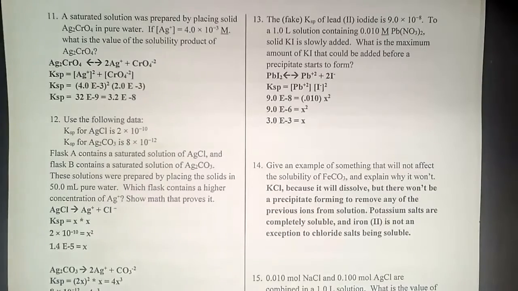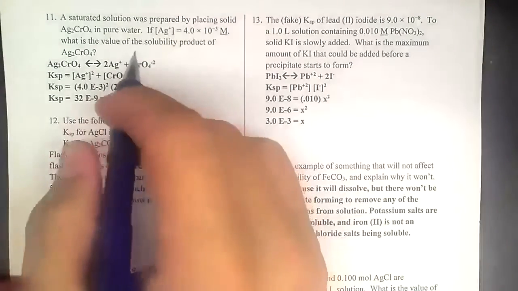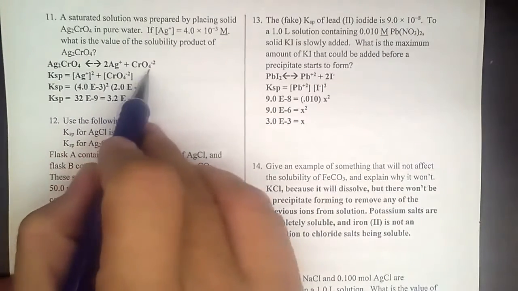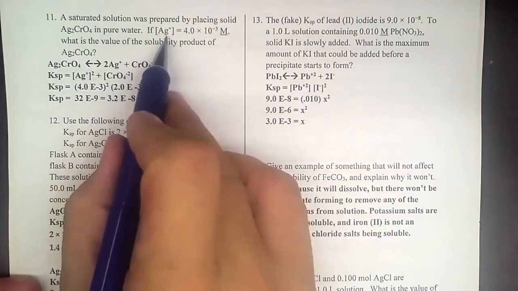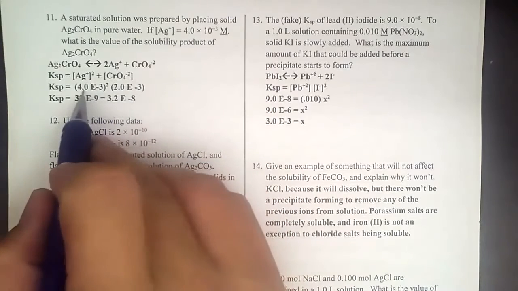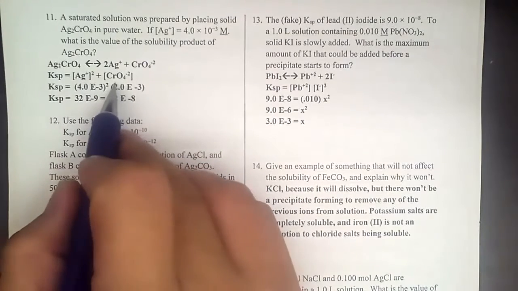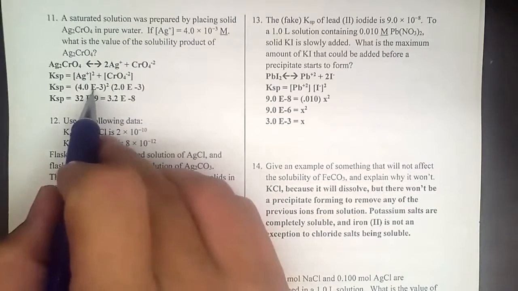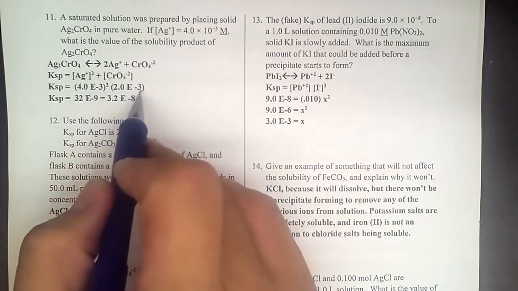On 11, we're talking about silver chromate and water. So it's going to dissolve like this, right? You're going to get 2 silvers and 1 chromate ion. And if we are told that the molarity of the silver is this, then the chromate must be half of that value. So here's the molarity of the silver. Here's the molarity of the chromate at half that. And therefore, the KSP is this squared times this to the first power.